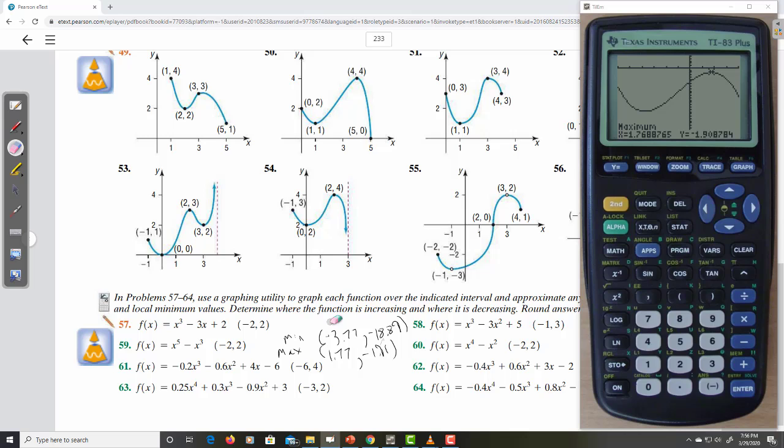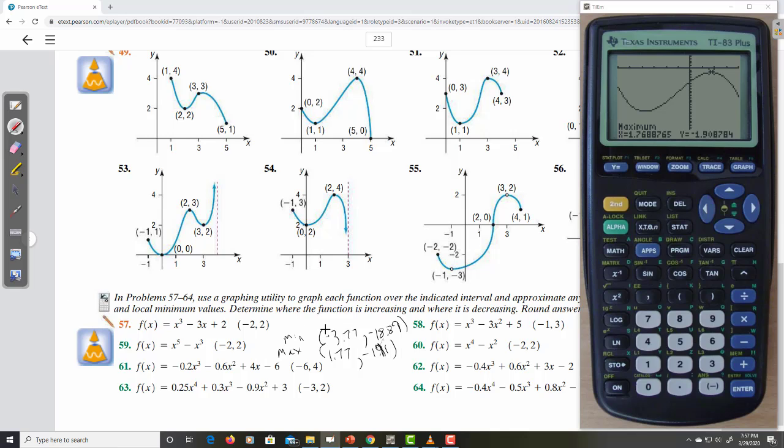So there we go. There are our 2 local extrema. At approximately negative 3.77 is the local minimum, and at approximately 1.77 is the local maximum. Their values are negative 18.89 approximately, and negative 1.91 approximately, respectively.